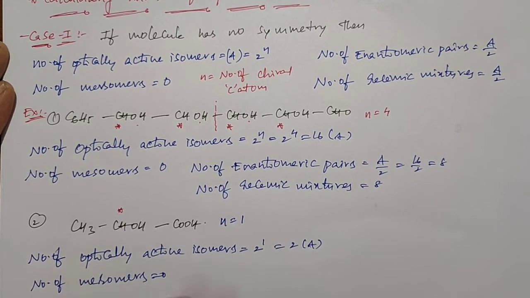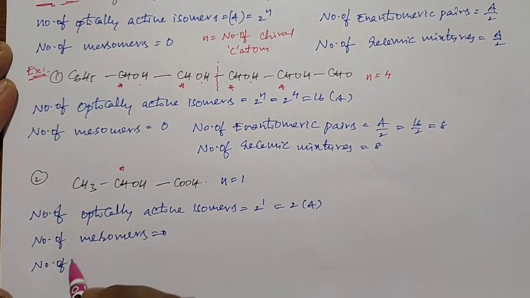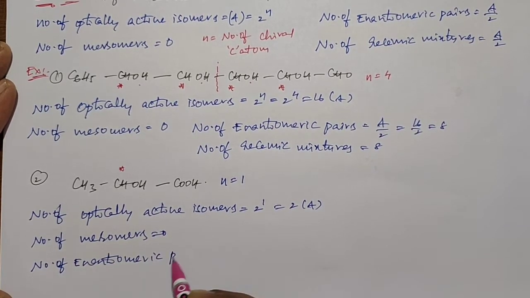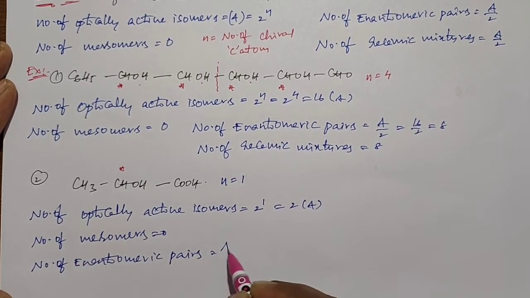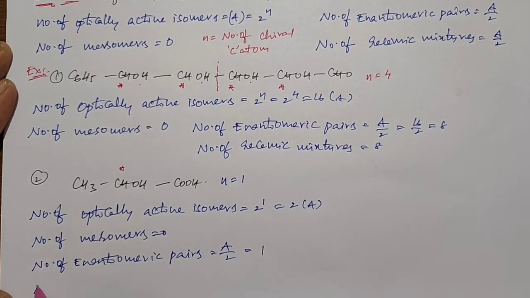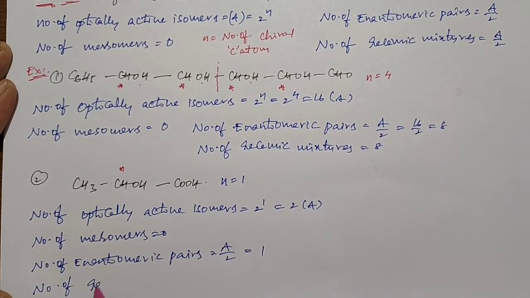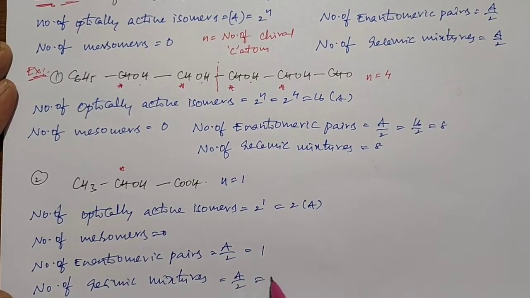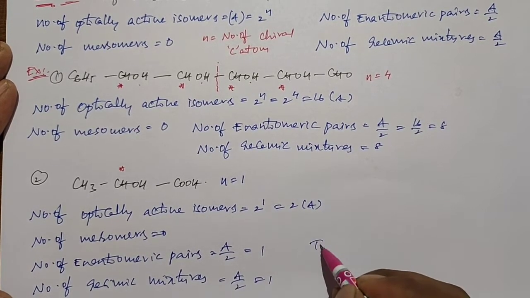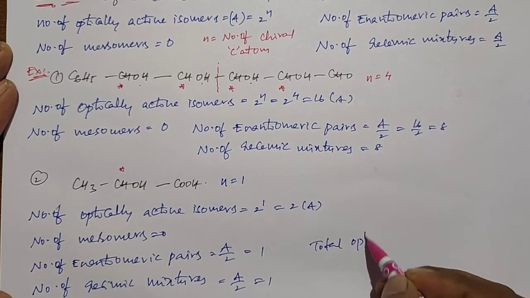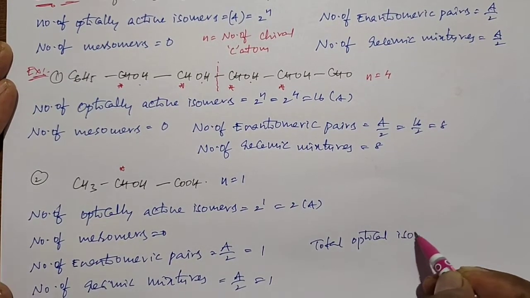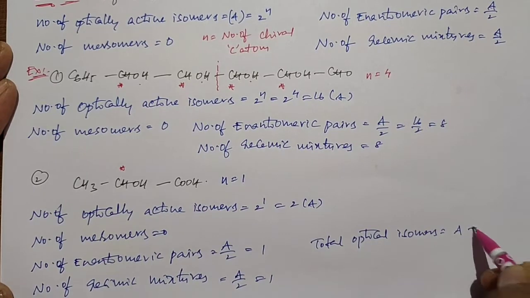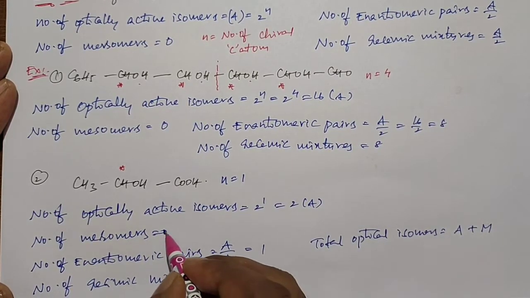The number of enantiomeric pairs is equal to A by 2, that is equal to 1. At the same time, the number of racemic mixtures also is equal to A by 2, that is equal to 1. Here the total number of optical isomers is equal to A plus M, where M means the number of mesomers.